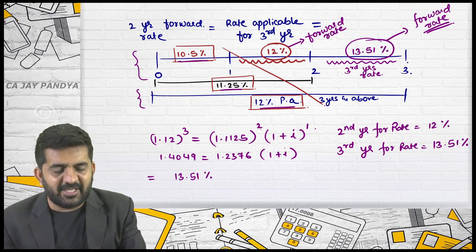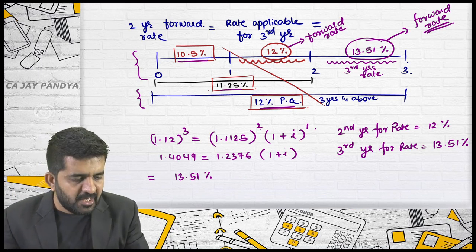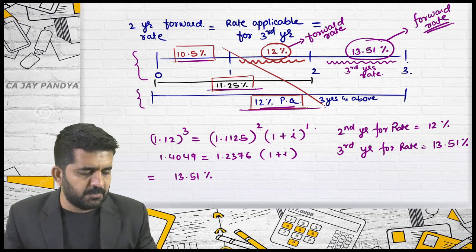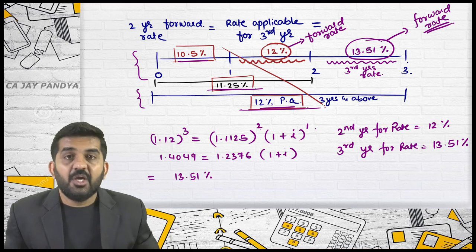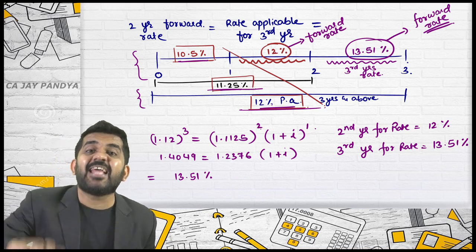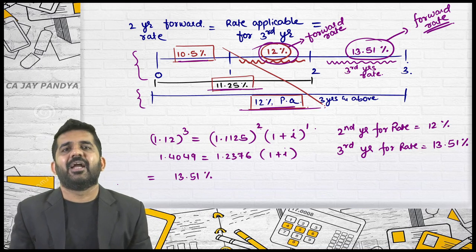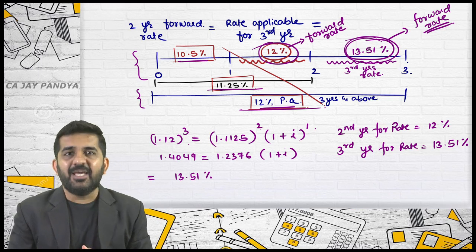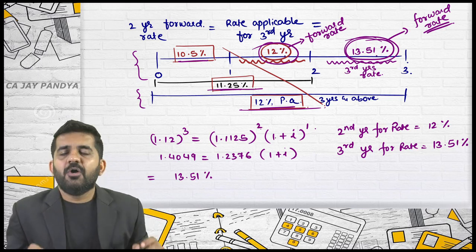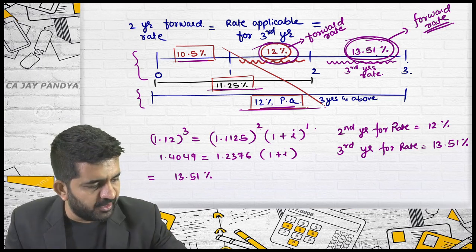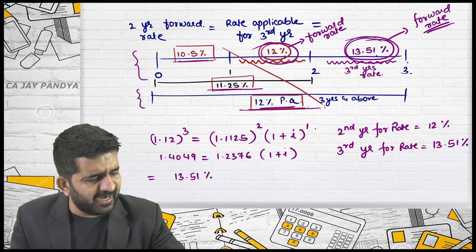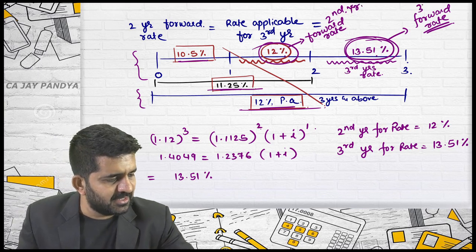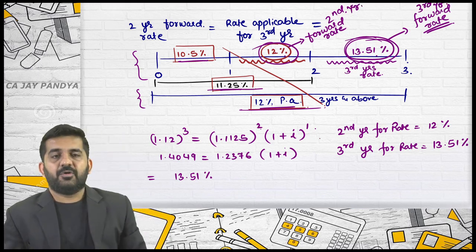This is the rate applicable if you are investing for 1 year per annum. If you are investing for 2 years, per annum rate. If you are investing for 3 or more years per annum, you will be getting this much return. If you are investing only for the second year, this is the return you will be getting. If you are investing only for the third year, this is the return. So these two are termed as forward rates. I will write from now onwards: this is the second year forward rate, this is the third year forward rate.